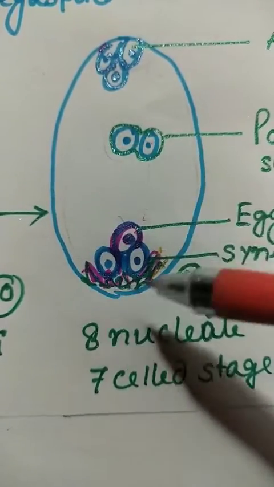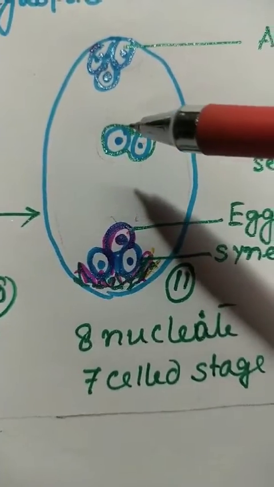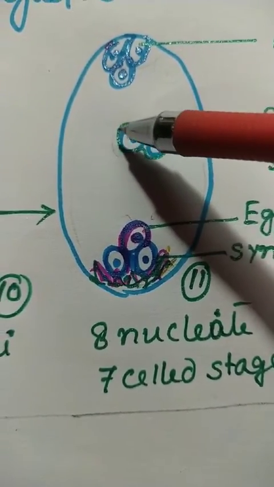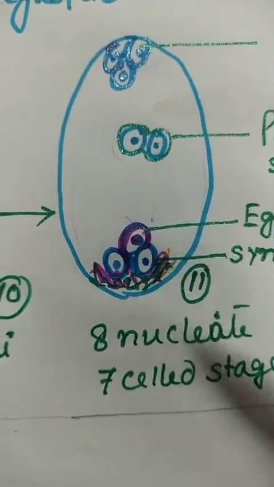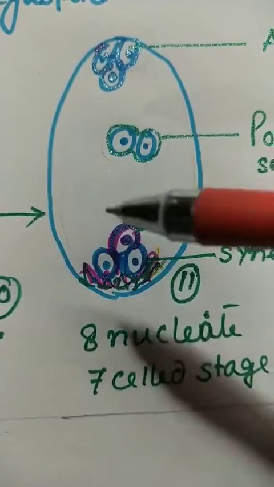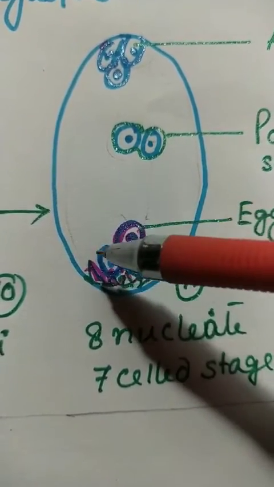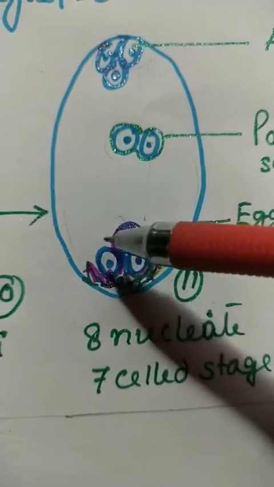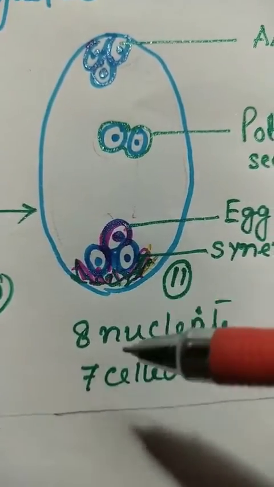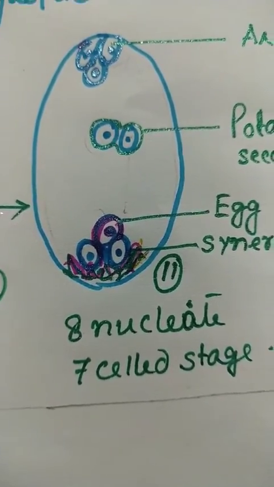This is the 8 nucleate stage, but it will form 7 cells. That is, though the central nuclei do not fuse together, they will form a common cell wall. So 3 cells at the chalazal end, 1 cell in the center with 2 nuclei, and 3 cells at the micropylar end. This is the 7-celled but 8 nucleate stage of the embryo sac. Thank you.